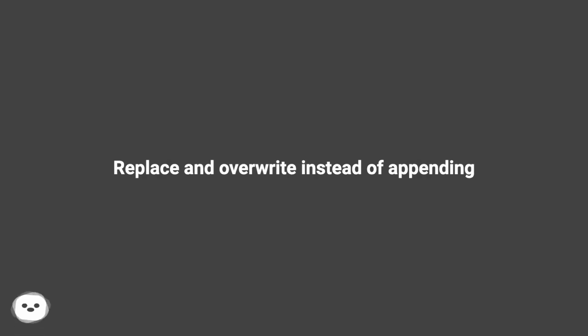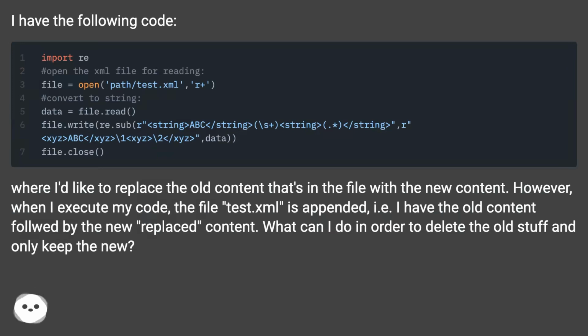Replace and overwrite instead of appending. I have the following code where I'd like to replace the old content that's in the file with the new content. However, when I execute my code, the file test.xml is appended, i.e. I have the old content followed by the new, replaced content. What can I do in order to delete the old stuff and only keep the new?